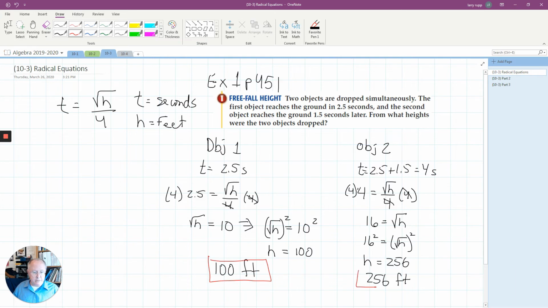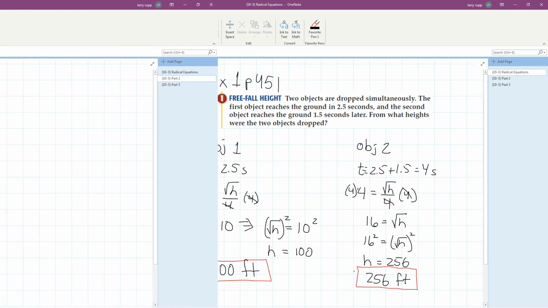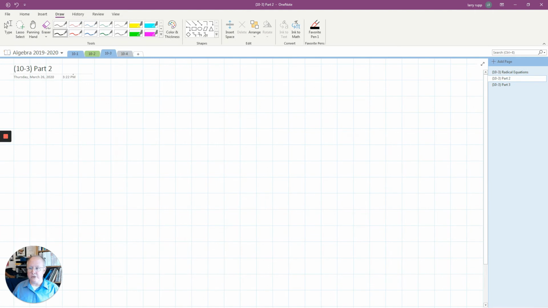And here we go. Let's do another example. Let's do example 2, on page 452. And this is going to be an example where your radicand is an expression, not simply a variable like h was. And it says solve this equation.